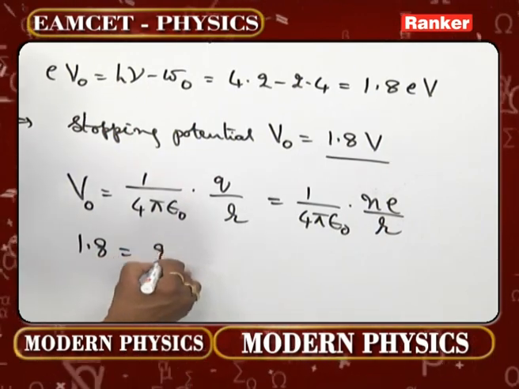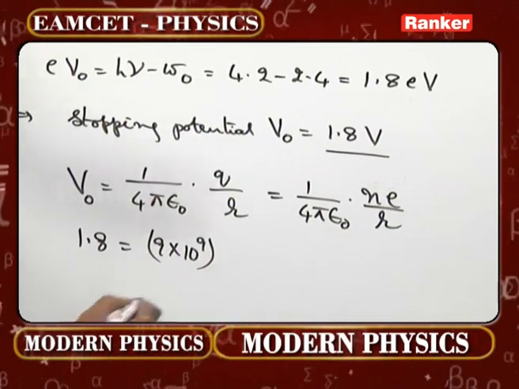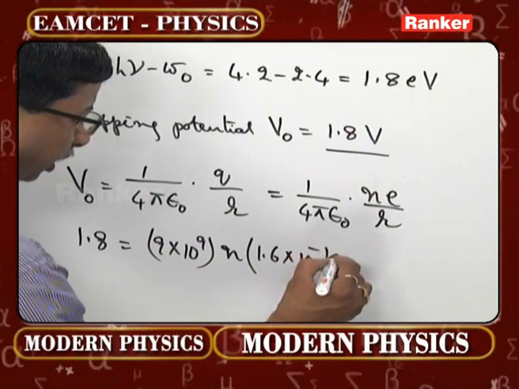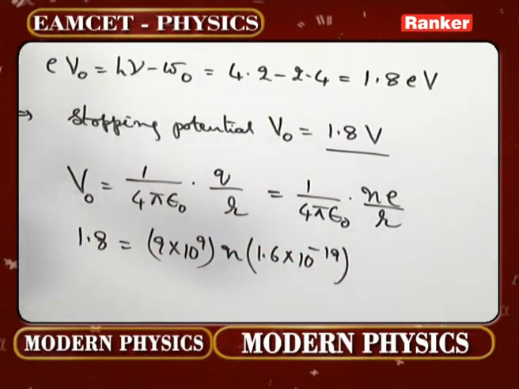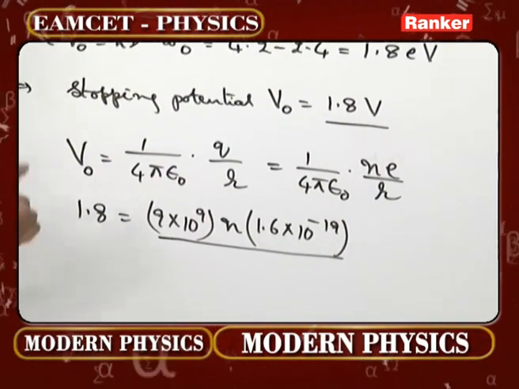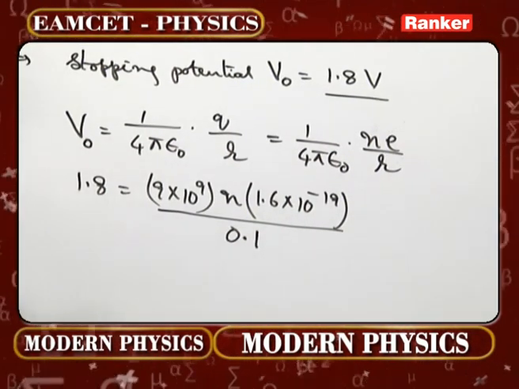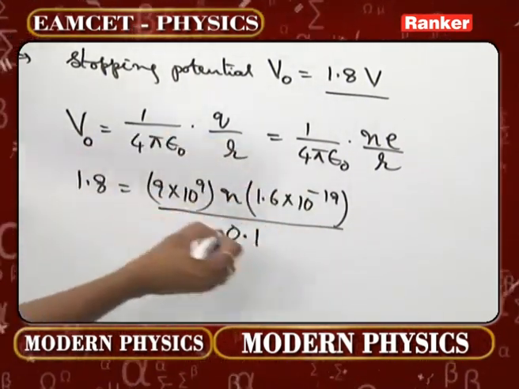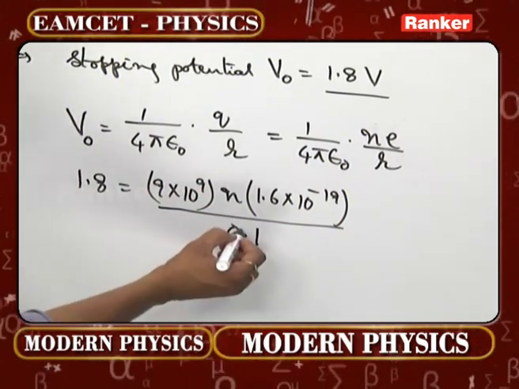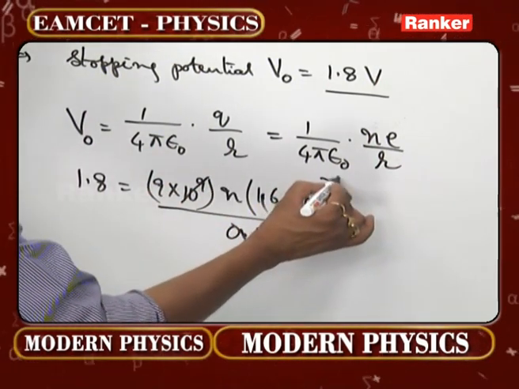So, 1.8 is equal to 9 into 10 power 9, that is the value of 1 by 4πε0, into n into 1.6 into 10 to the power minus 19 coulomb, that is the charge on the electron, whole divided by R, which is given as 10 centimeter, that you better write as 0.1 meter. Out of this entire equation, n is the only value which is not known to us. You can cancel this decimal and this decimal, and 10 power 9 cancels here, leaving minus 10 times.